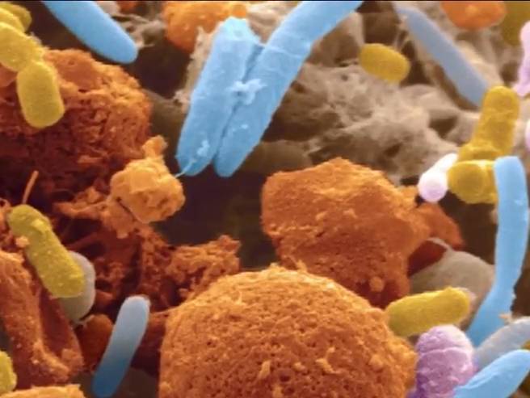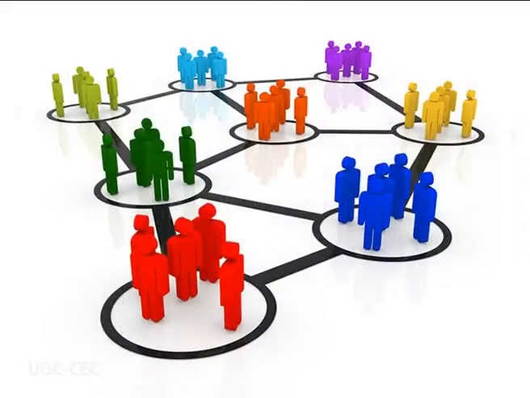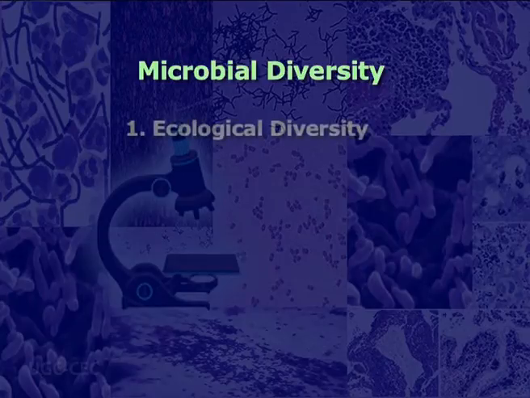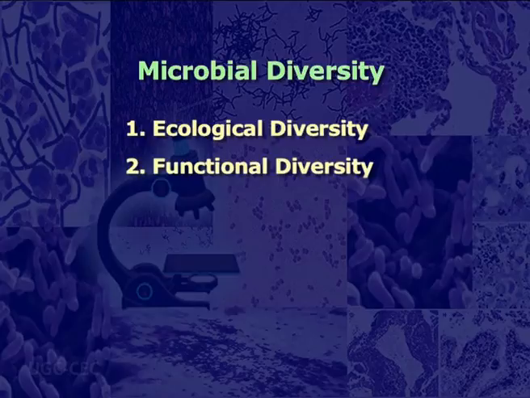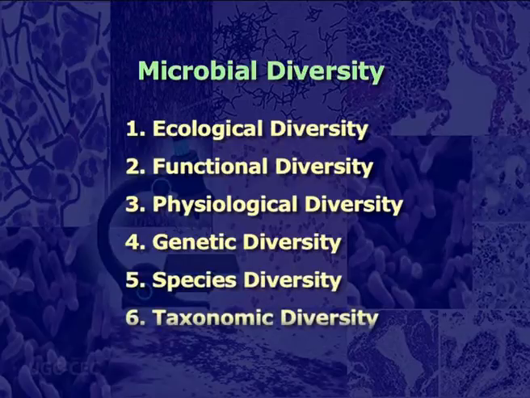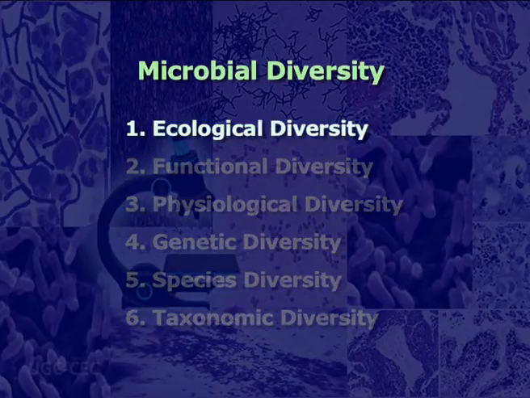Niche, in ecological theory, is the biotic and abiotic characteristics of the microenvironment that contribute to an organism's competitive success. In other words, niche is a habitable ecosystem whose resources and growth conditions are suitable. Individual microbial cells present there will grow to form populations. Microbial diversity can be explained by a variety of approaches like ecological diversity, functional diversity, physiological diversity, genetic diversity, species diversity, and taxonomic diversity. First, we will see ecological diversity.